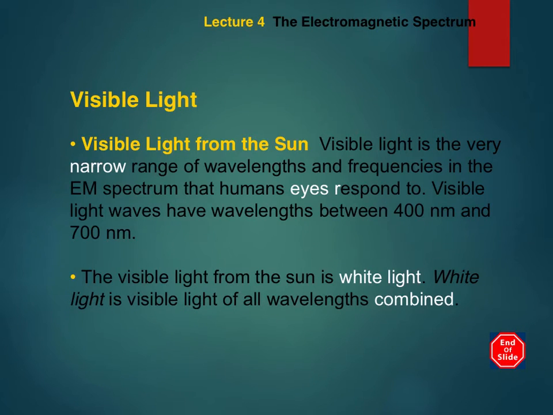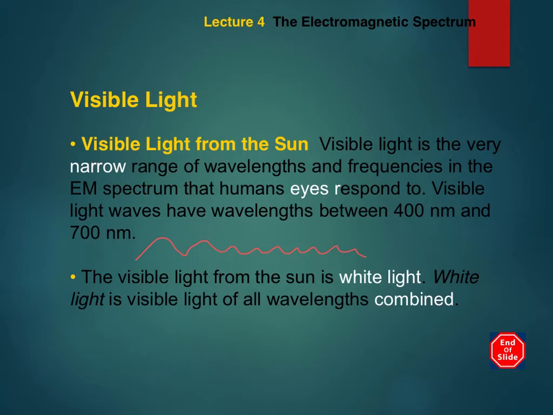Okay, so the next form of EM energy we're going to talk about is visible light. We're moving from the infrared waves to the right of the spectrum, to the shorter wavelengths, and this type of light is the EM energy that we can see, that our eyes respond to. Visible light waves have wavelengths between 400 nanometers and 700 nanometers. So the wavelength is decreasing, getting shorter and shorter as we go.